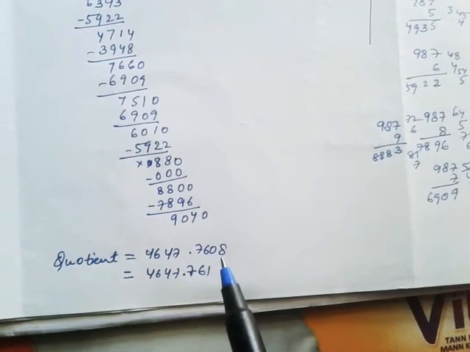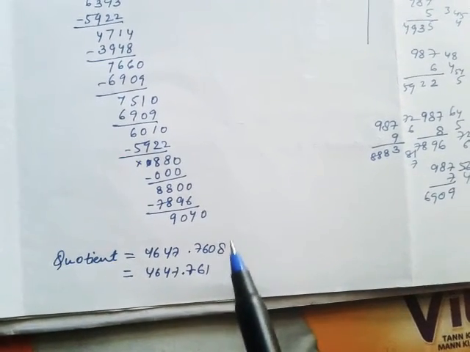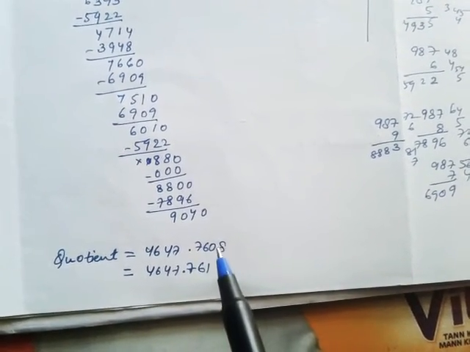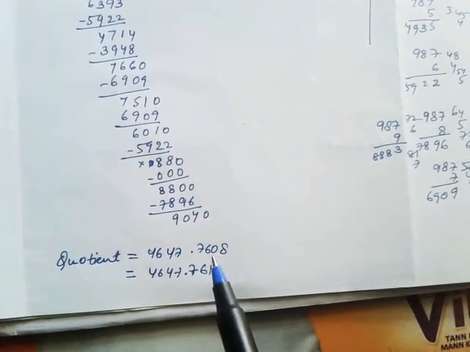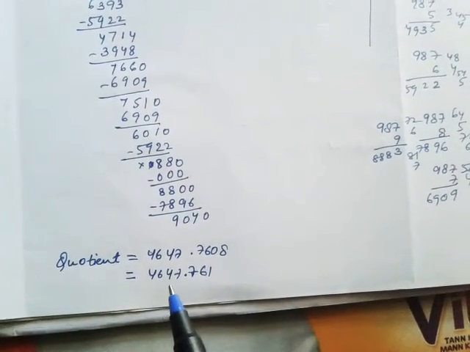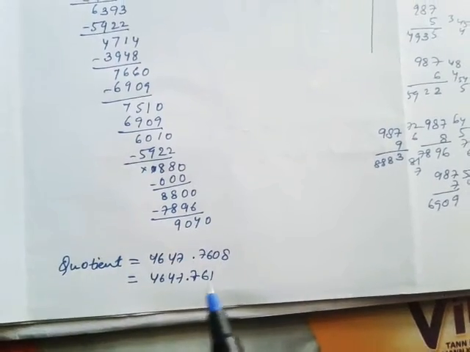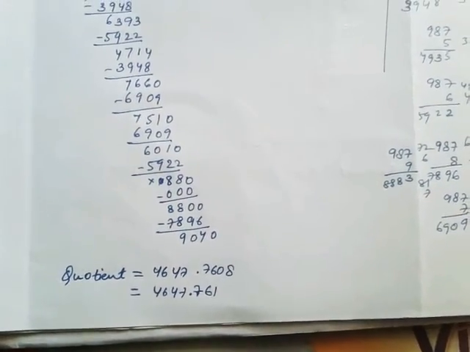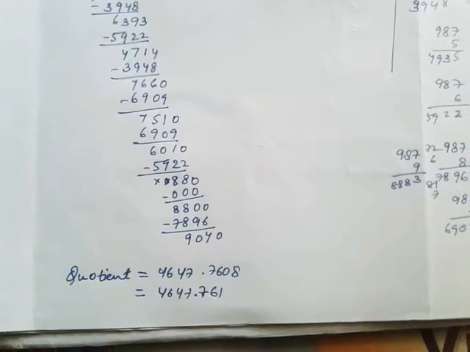Okay, when we round off, this is 8, it is more than 5, so we add 1 to 0. 0 plus 1 is 1. So 4647.761, this is our answer. So like this you have to solve all of this exercise 6.2.